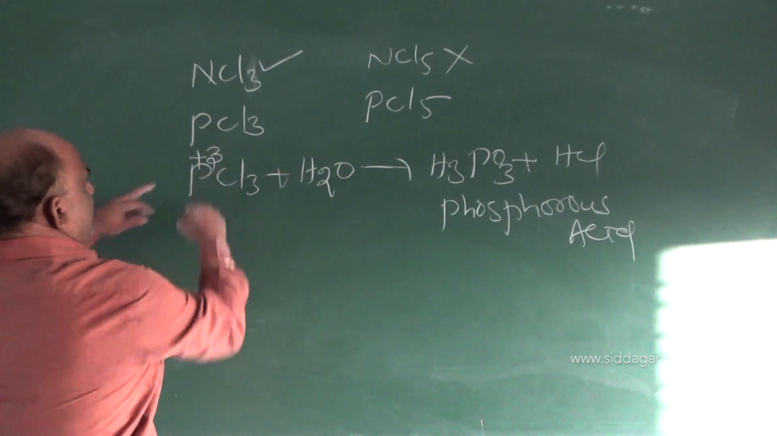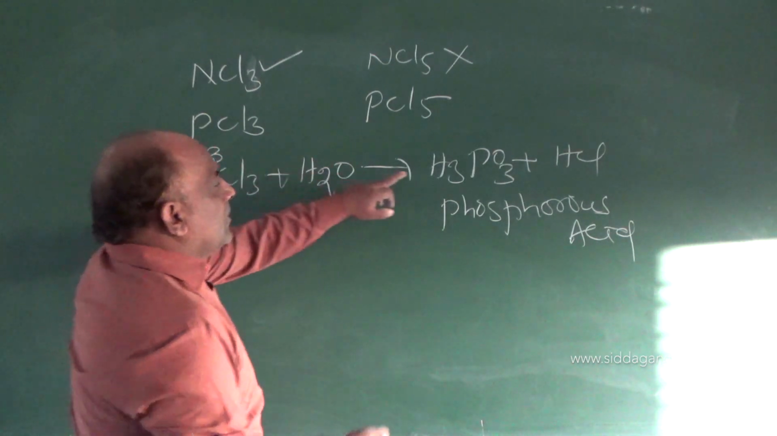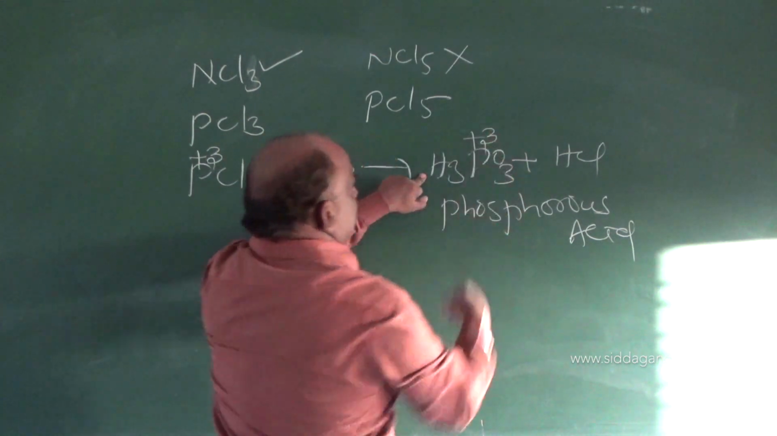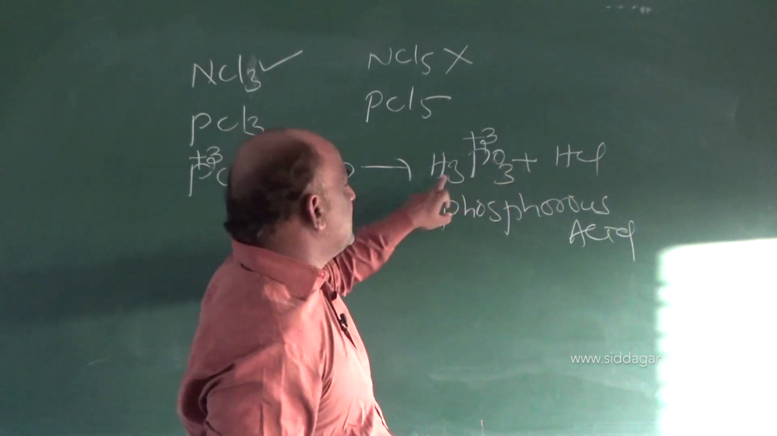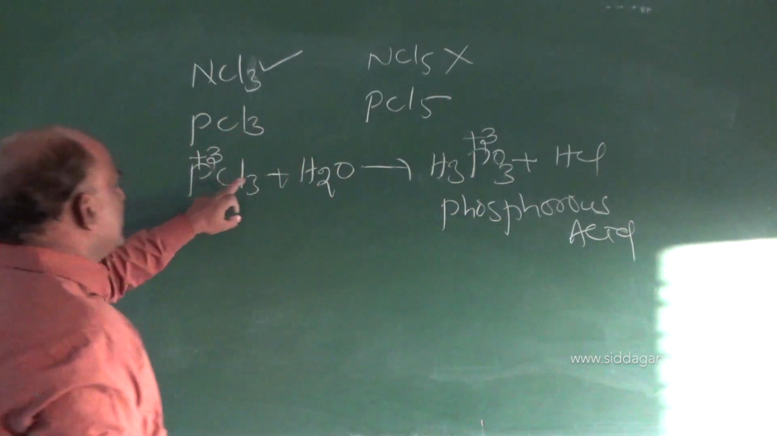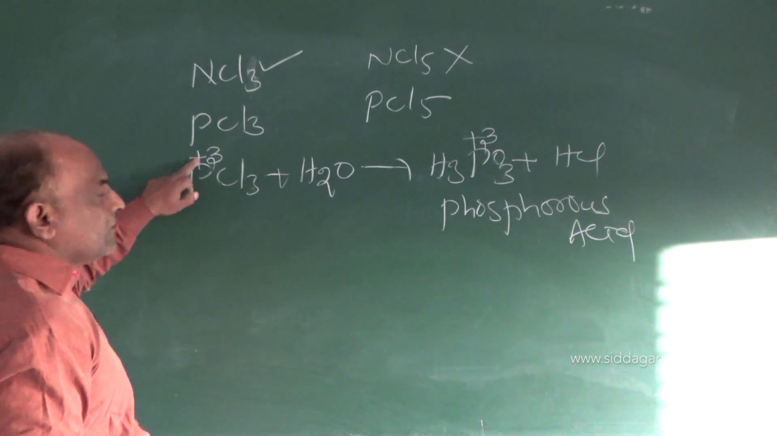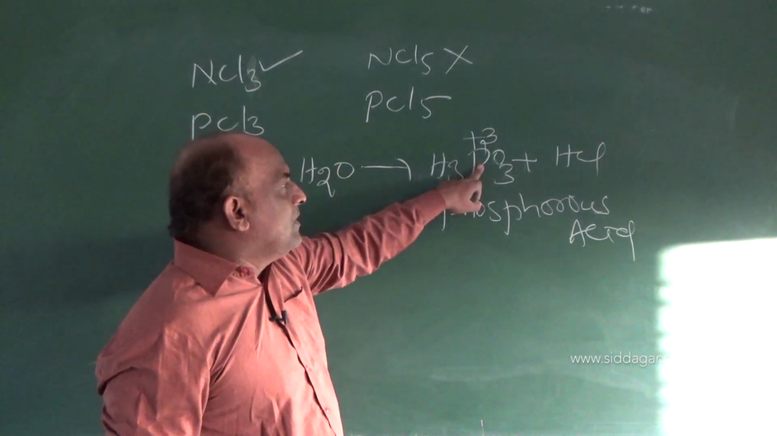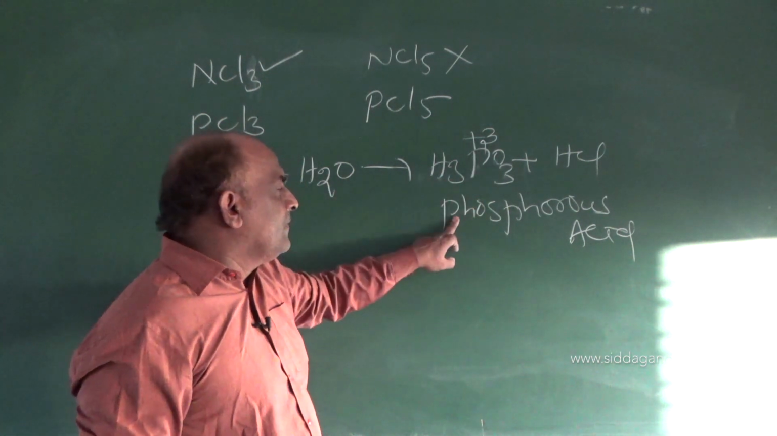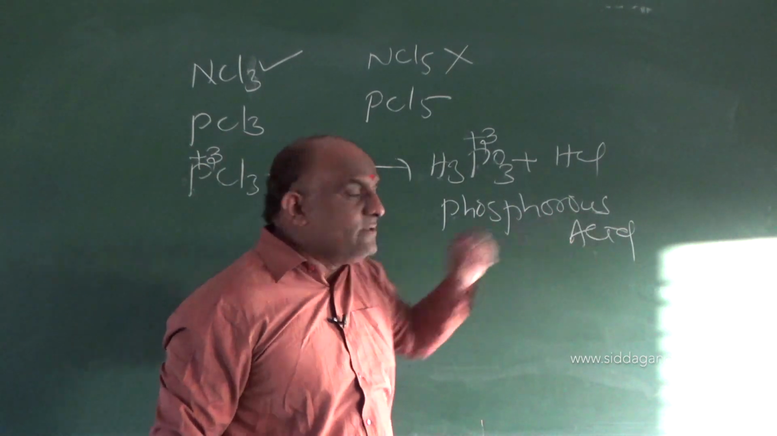In the reactant, the oxidation state of phosphorus is +3. In the product, the oxidation state of phosphorus is +3. Three chlorines give 3 minus, so 6 minus 3 gives plus 3. A +3 oxidation state reactant gives rise to a +3 oxidation number product. So this compound is called phosphorous acid.